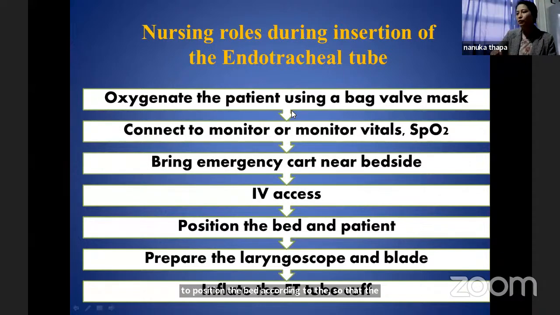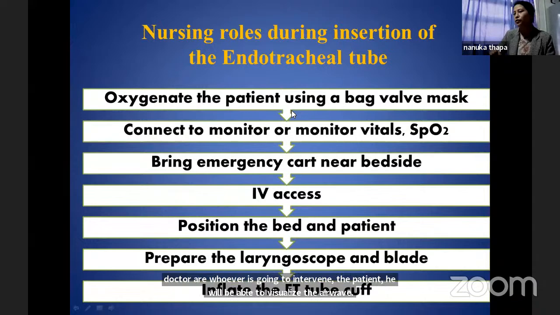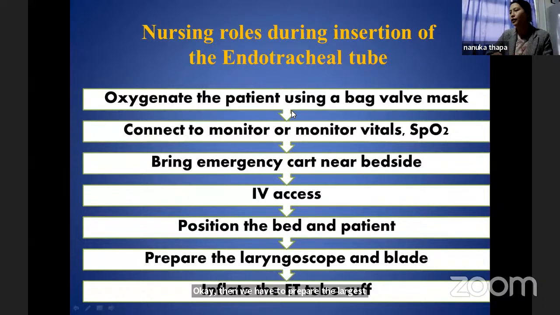Then we have to prepare the laryngoscope and the blade. We have to select the size, and check beforehand whether the laryngoscope is working or not. After that we inflate the ET tube cuff. How do we inflate the cuff? Using a syringe, yes. And how many ml should we use, and water or air?